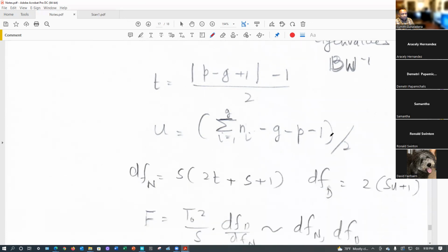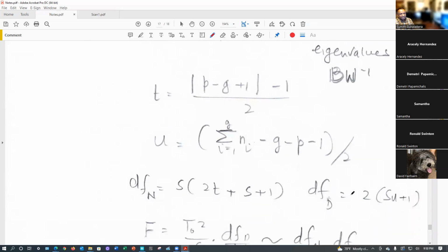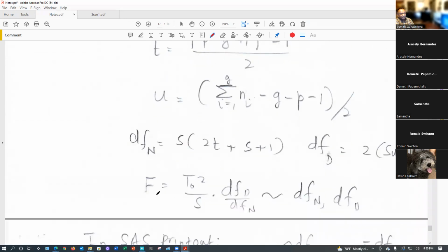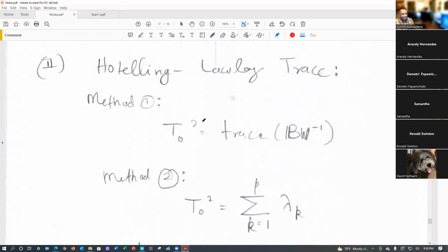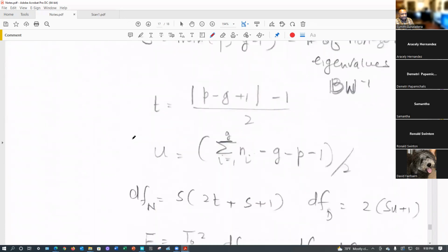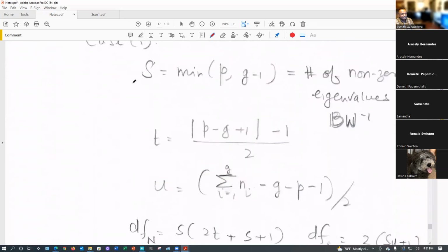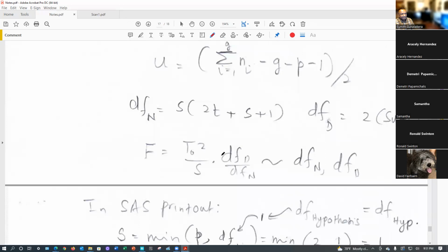This one U. The degrees of freedom of the F distribution: the numerator would be this one, and the degrees of freedom of the denominator would be this. If that's the case, F would be T naught squared, which is denoted by Hotelling's law. See, trace divided by S, times the degrees of freedom of the denominator, which gives F. That's it.